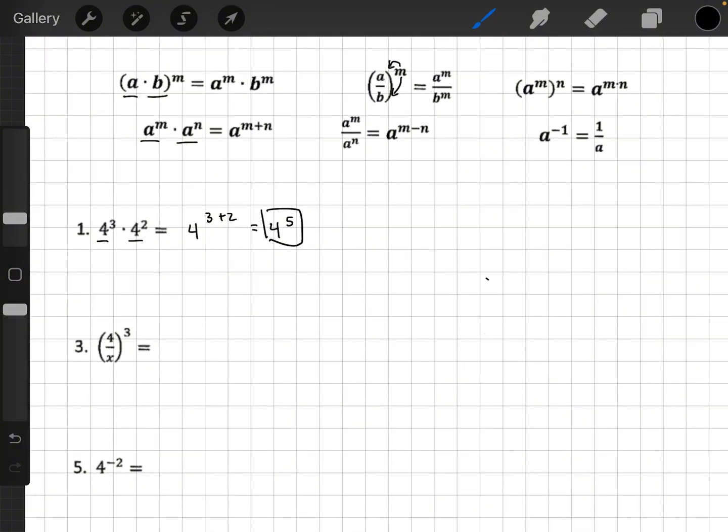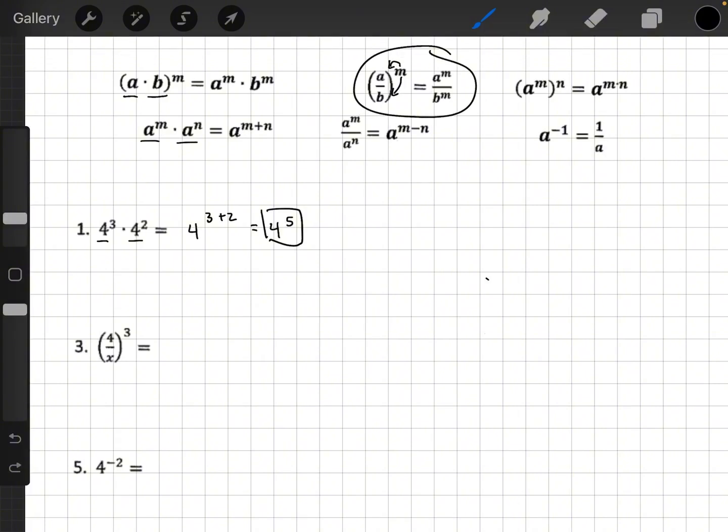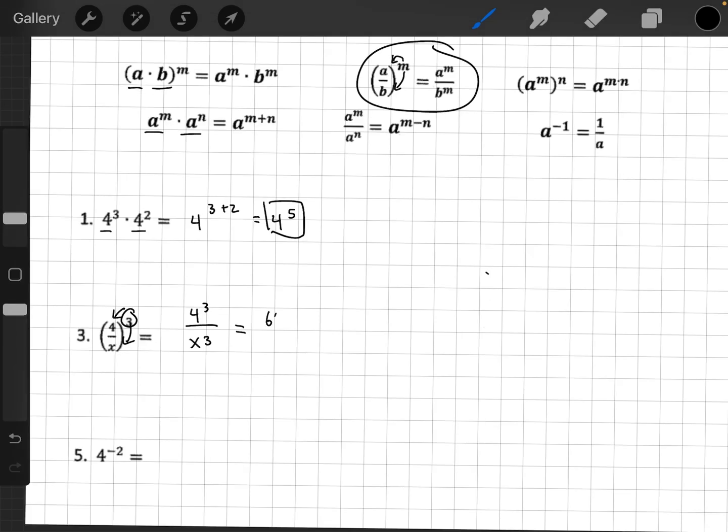In the next example, we have (4 over x) to the power of 3. Looking at this rule here, we'll know that this 3 will distribute to the 4 and the x. And we can rewrite it as 4 to the power of 3 over x to the power of 3. If you want to take it further, 4 to the power of 3 is 64. So we'll have 64 over x to the power of 3.